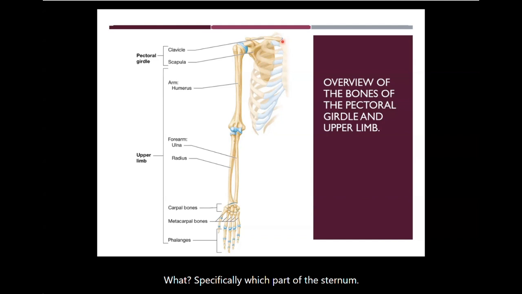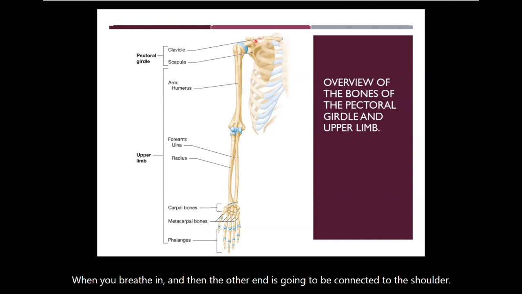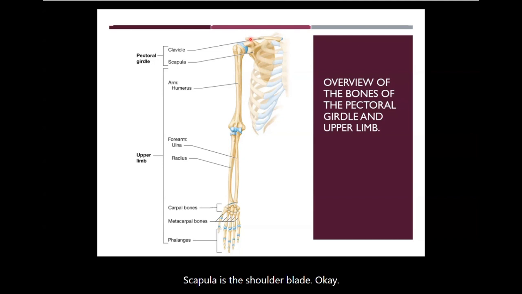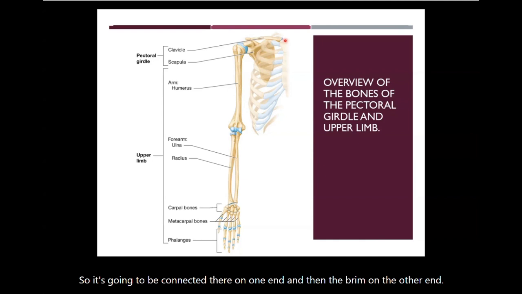Specifically which part of the sternum? Manubrium. And then the other end is going to be connected to the shoulder, and we're going to call it the acromion. The acromion is a bone that is found on our scapula. Scapula is the shoulder blade. So it's going to be connected there on one end and then the manubrium on the other end.